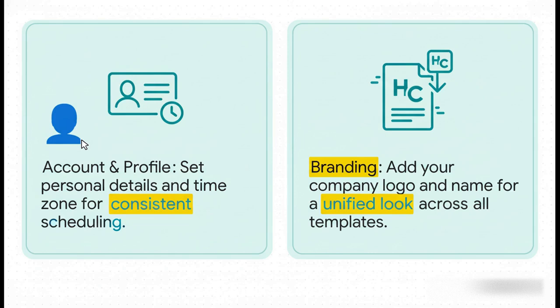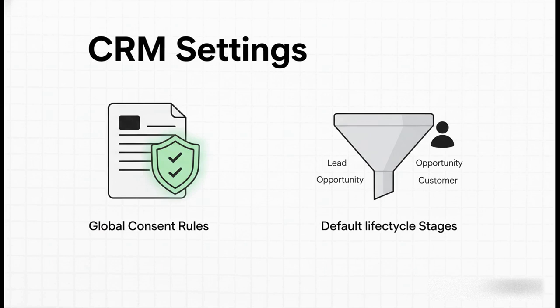Then on the company level, the branding section is where you add your logo and name. This gives you that consistent professional look across all your public-facing stuff like templates and emails. Now, this is a huge one for your operations. In CRM settings, you get to define the ground rules for your entire team. This is where you set your global consent preferences to stay compliant and define the default lifecycle stages for all your contacts. What you're really doing here is creating a standardized, predictable way of working that everyone follows automatically.